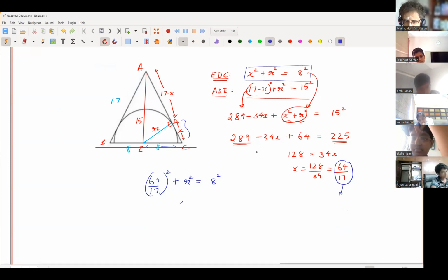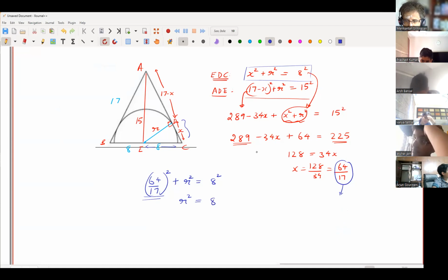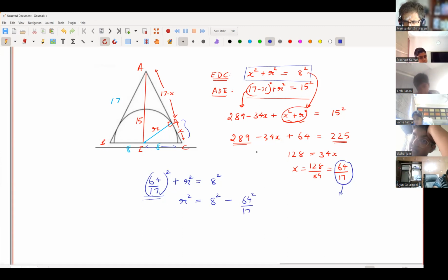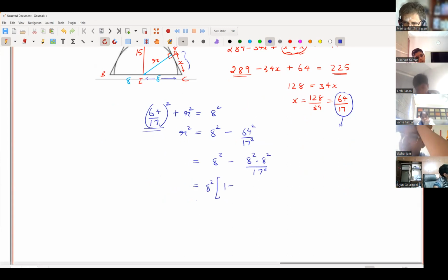Now r square, therefore, what I'm saying here is, don't do all these big squares, try to simplify. So how am I simplifying? This is 8 square minus 64 square by 17 square. I can write this as 8 square minus 8 square into 8 square by 17 square. So you're okay so far? I can take 8 square outside and write it as 1 minus 8 square by 17 square. Now, the reason I do that is because I know my 17 square minus 8 square is my 15 square.